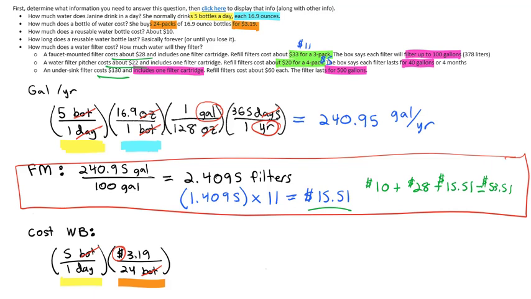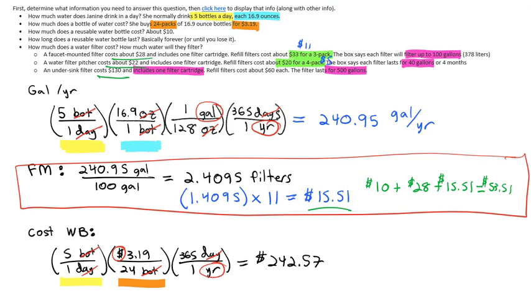Of course, we need to convert that to years. We've got 1 day, so we'll put days on the top, years on the bottom. That way the days will go away. 365 days in 1 year. Days are gone. We've got the years we want. We're ready to multiply across. And when we do, we find out she's spending $242.57 right now per year on water bottles.